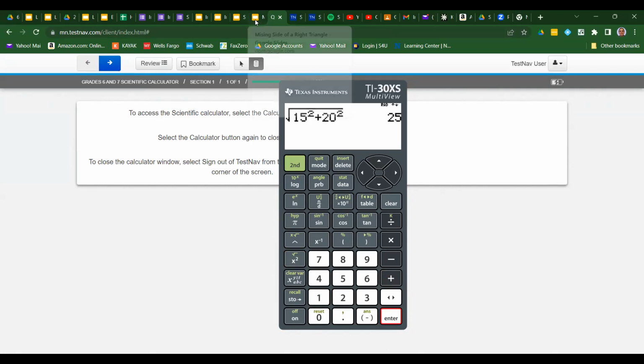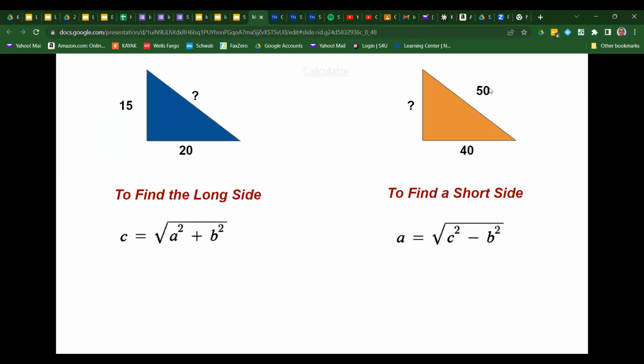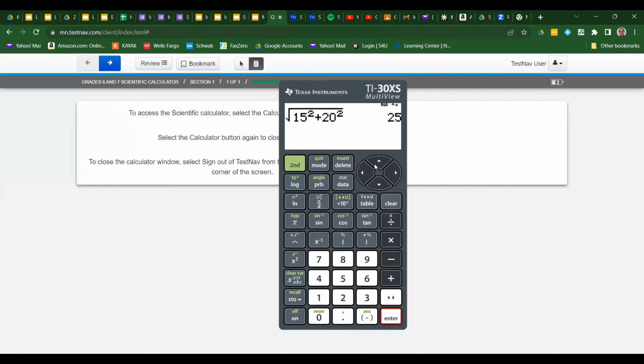Let's look at that other problem quickly. Our long side was 50. Our short side was 40. We're going to square those and subtract it underneath the square root symbol. So clear that out. Second square root. This is the part that really will help if you follow along. 50 squared minus 40 x squared. We see that's exactly what we want on the screen. And we hit enter, and we get our answer of 30.